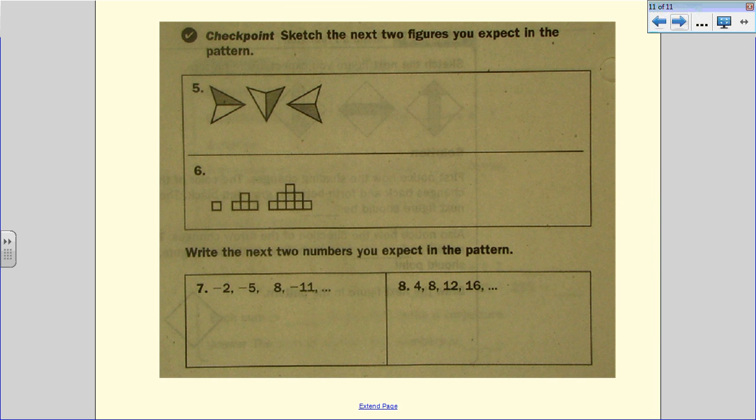If we take a look, we're at the last part of the problem. So for these visual patterns, you've got to sketch the next two figures in each of them. And then for the numerical ones, we need you to write the next two numbers. Be prepared in class to check these. These are going to be our checking class problems. Okay? And also be prepared if I call on you to be able to verbally explain.